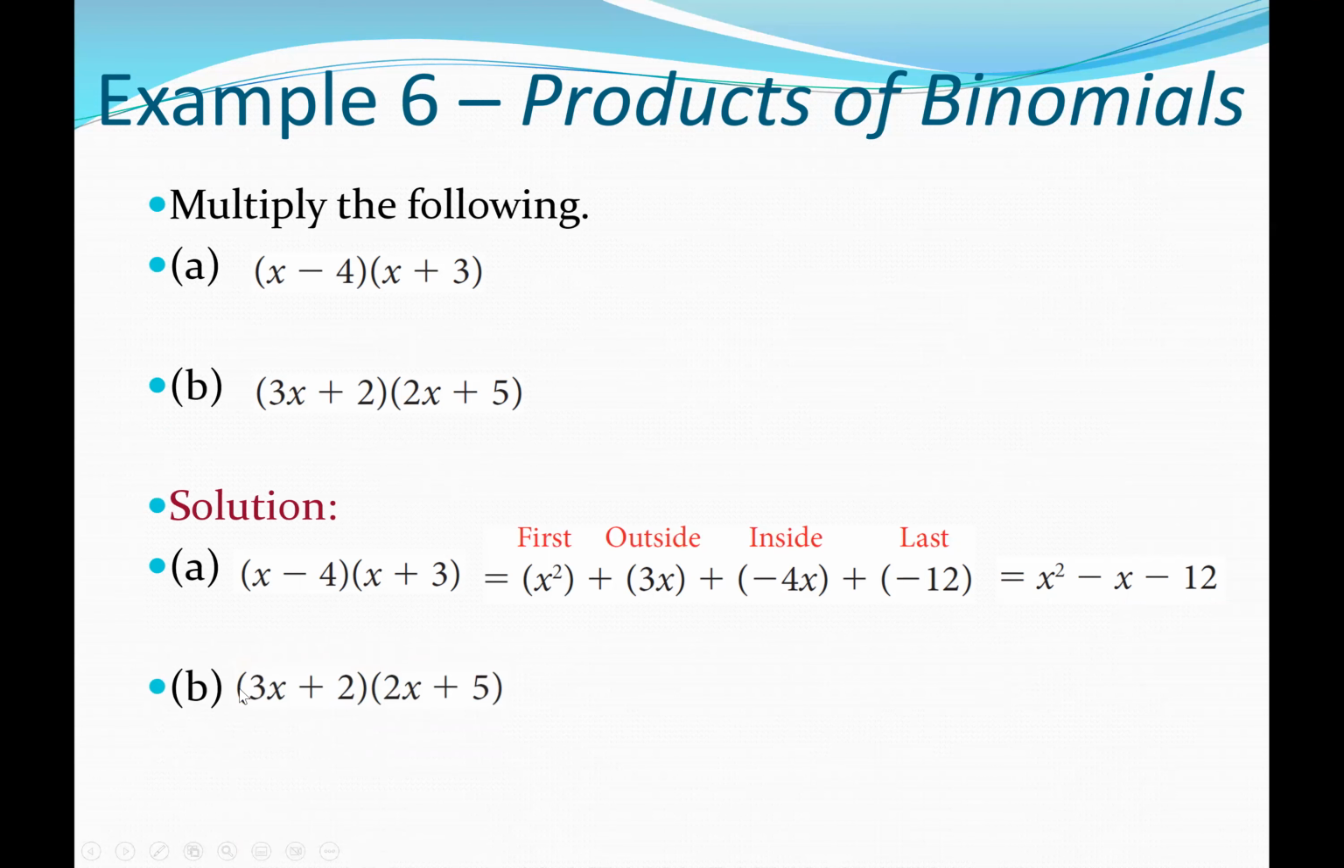The same thing, we'll multiply the first terms first. So we get 3x and then 2x. That will give me 6x squared. Then we multiply the outside. Again, the outside will be 3x times 5, so it's 15x. Then we multiply the inside. The inside will be 2 and 2x, so that gives me 4x. Then we multiply the last: 2 times 5 is 10. Then when we combine 15x and 4x, that will give us 19x. So we get 6x squared plus 19x plus 10.